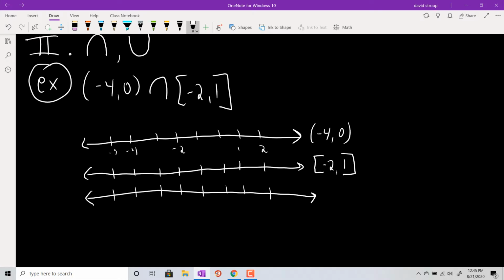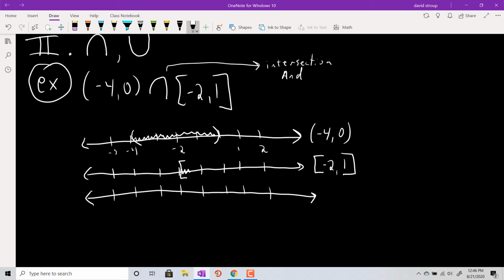Okay, so that symbol means intersection. And also, so that interval and the other interval. So you think of them as being kind of overlapping. It's kind of another word for it. So anyways, graphing -4 to 0 looks like this. Okay. Graphing -2 to 1.